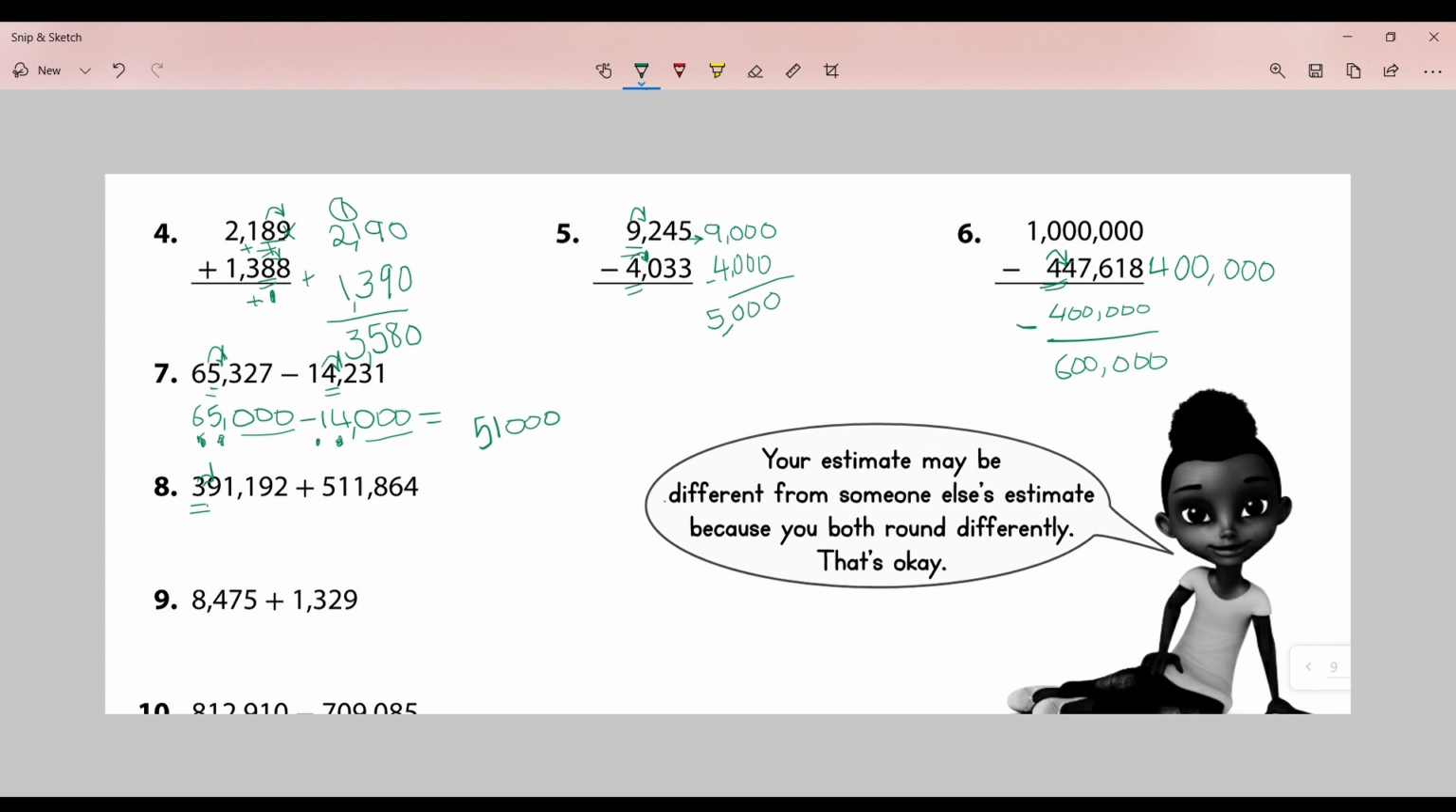If 5 or greater, add 1 more. Because I have 9, I'm going to add 1 to the 3. So it will be 4. Numbers on the left stay the same. We don't have numbers on the left. Numbers on the right, 0 is your name. All of the numbers on the right will be zeros. Here I have 5 numbers on the right, so we will have 5 zeros.